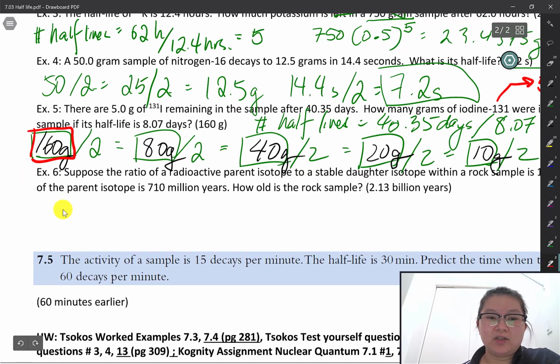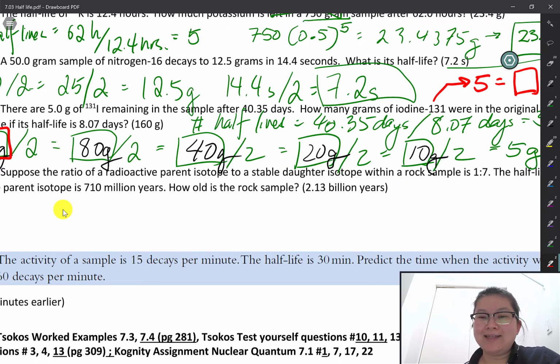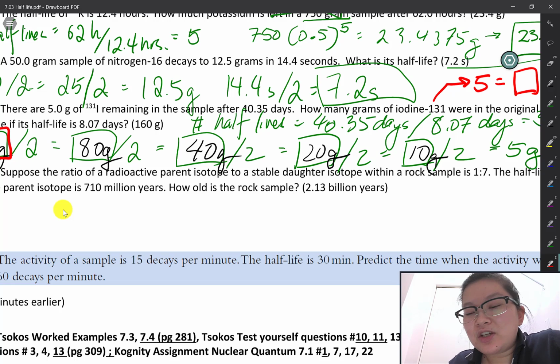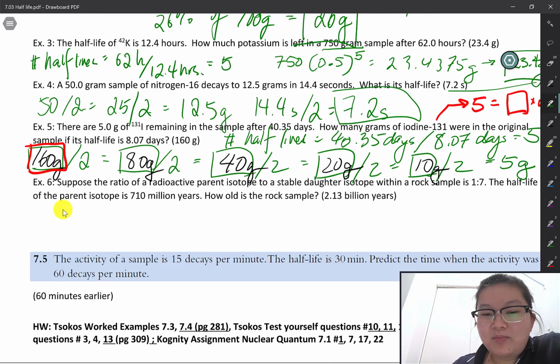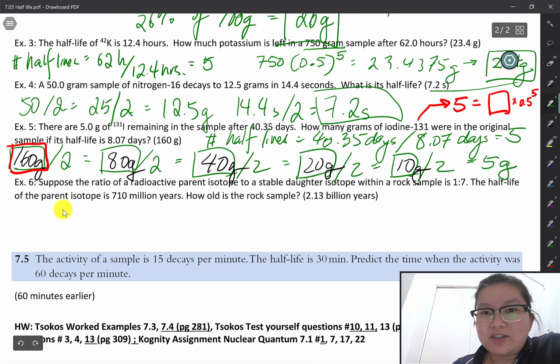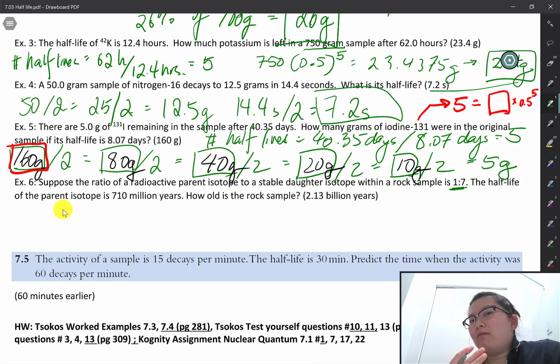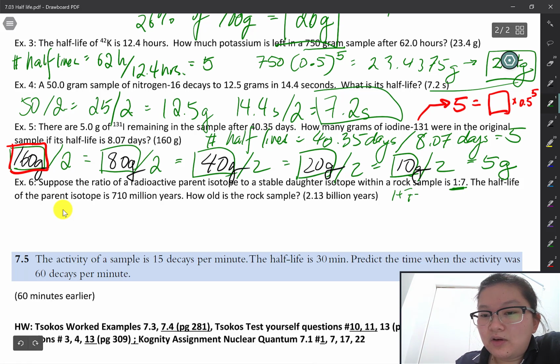Ooh, okay. So a 1 to 7 ratio is the result of that many half-lives. So we have to be careful of our interpretation of a ratio, because keep in mind the fraction, whenever we deal with fractions, it's dealing with the total. This doesn't give us the total, it gives us parent to daughter. So if we add parent to daughter, that's going to give us a total of 8 parts. Okay, that's a total of 8 parts.